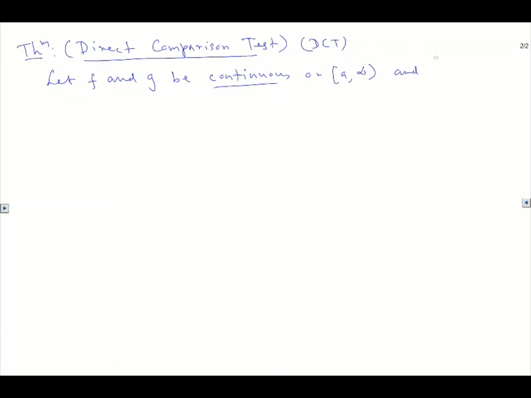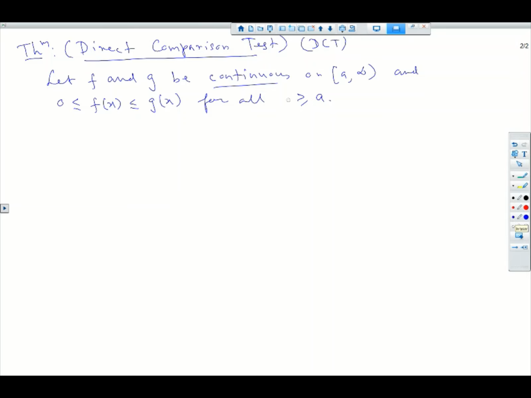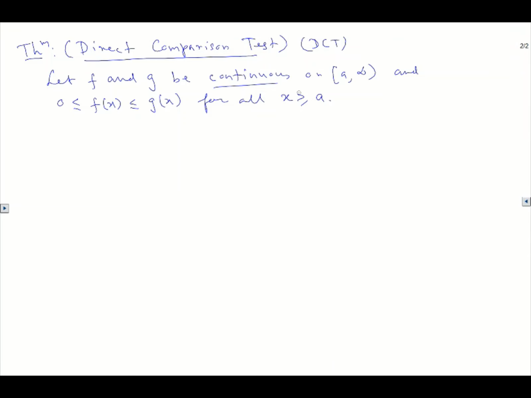let's say we have this condition. This is very important. It's non-negative, so 0 is less than or equal to f(x), which is less than or equal to g(x). So g(x) is bigger for all x greater than or equal to a.